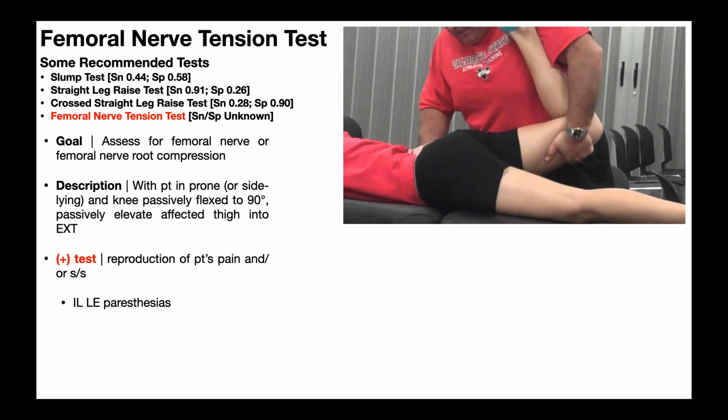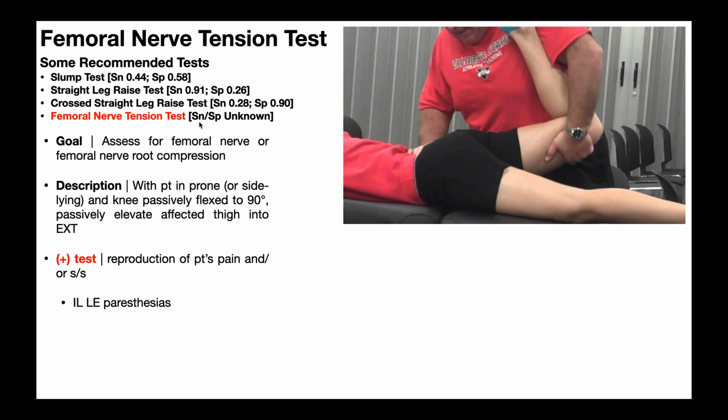Now we're going to look at the femoral nerve tension test. The goal of this test is to assess for compression of either the femoral nerve itself or the femoral nerve roots. Remember that the femoral nerve originates from the lumbar plexus, specifically nerve roots L2, L3, and L4, with a major contribution coming from L4. Remember that L4 in just a minute.